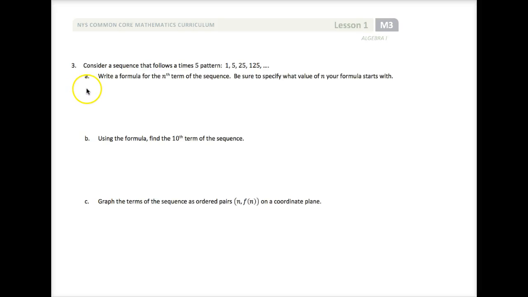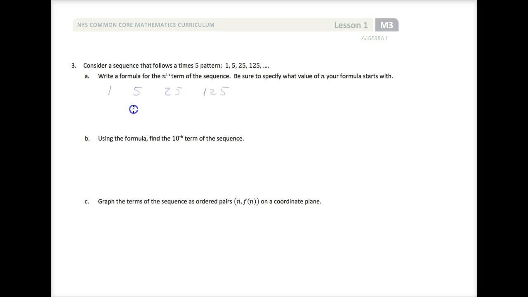Lesson 1, Module 3, Student Page 4. Consider a sequence that follows a times-five pattern. So we saw earlier that when we had multiplication, it usually was a power of. And if we think about this, let me make this a little easier to see. We have 1, 5, 25, and 125.